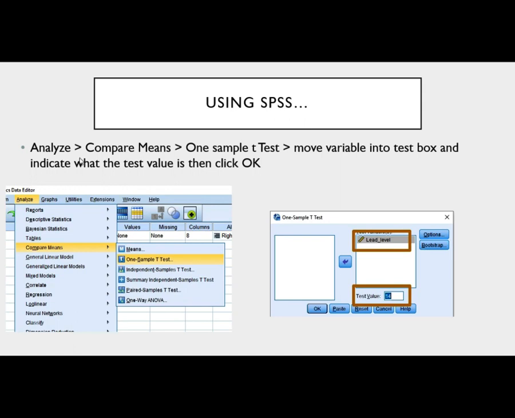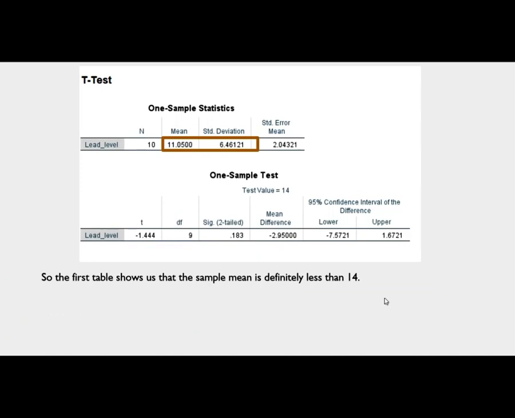You go to Analyze, slide down to Compare Means, slide over to One Sample T-Test. I bring my variable, lead level, over into the test box, and then I change the test value to 14, because that's what we specified in the hypothesis. I click OK, and it gives me this summary table, which just gives us the mean and the standard deviation. The mean of our sample was 11, and that's less than 14. So the first table shows us that the sample mean is definitely less than 14. It's 11.1, and our standard deviation is 6.5.